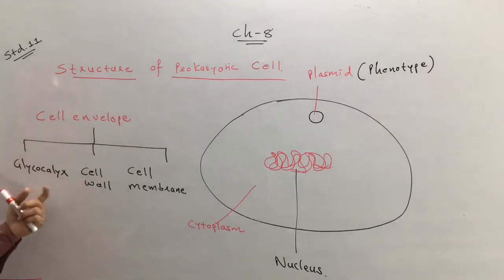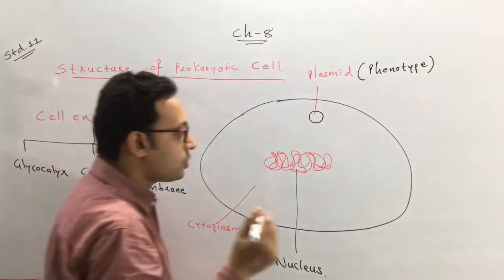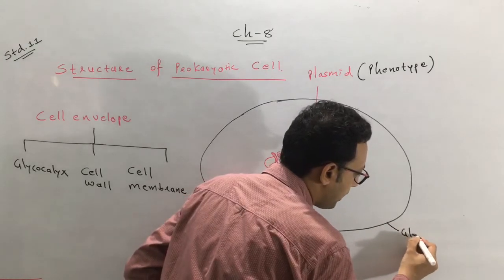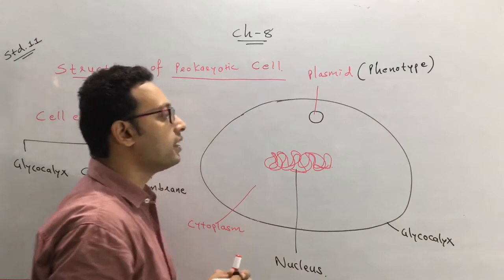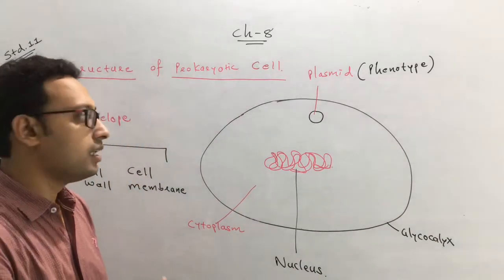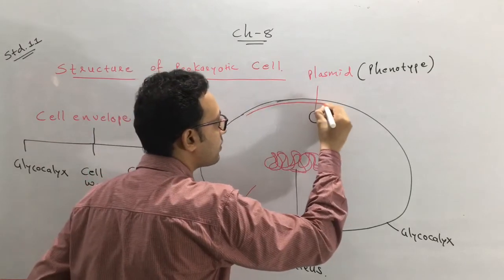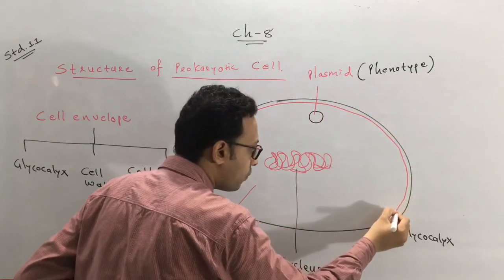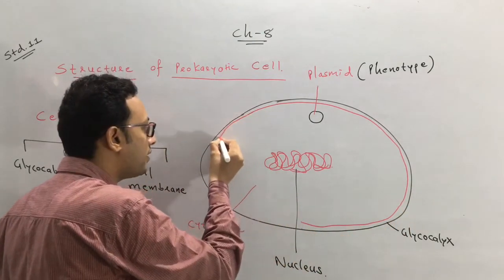So let's see. The first one, the outermost layer, is called the glycocalyx. This is the outermost layer that you can find in a bacterial cell. Now the middle layer, I am drawing the middle layer. This is the middle layer you find in a bacterial cell. What is it called? This middle layer is called the cell wall.